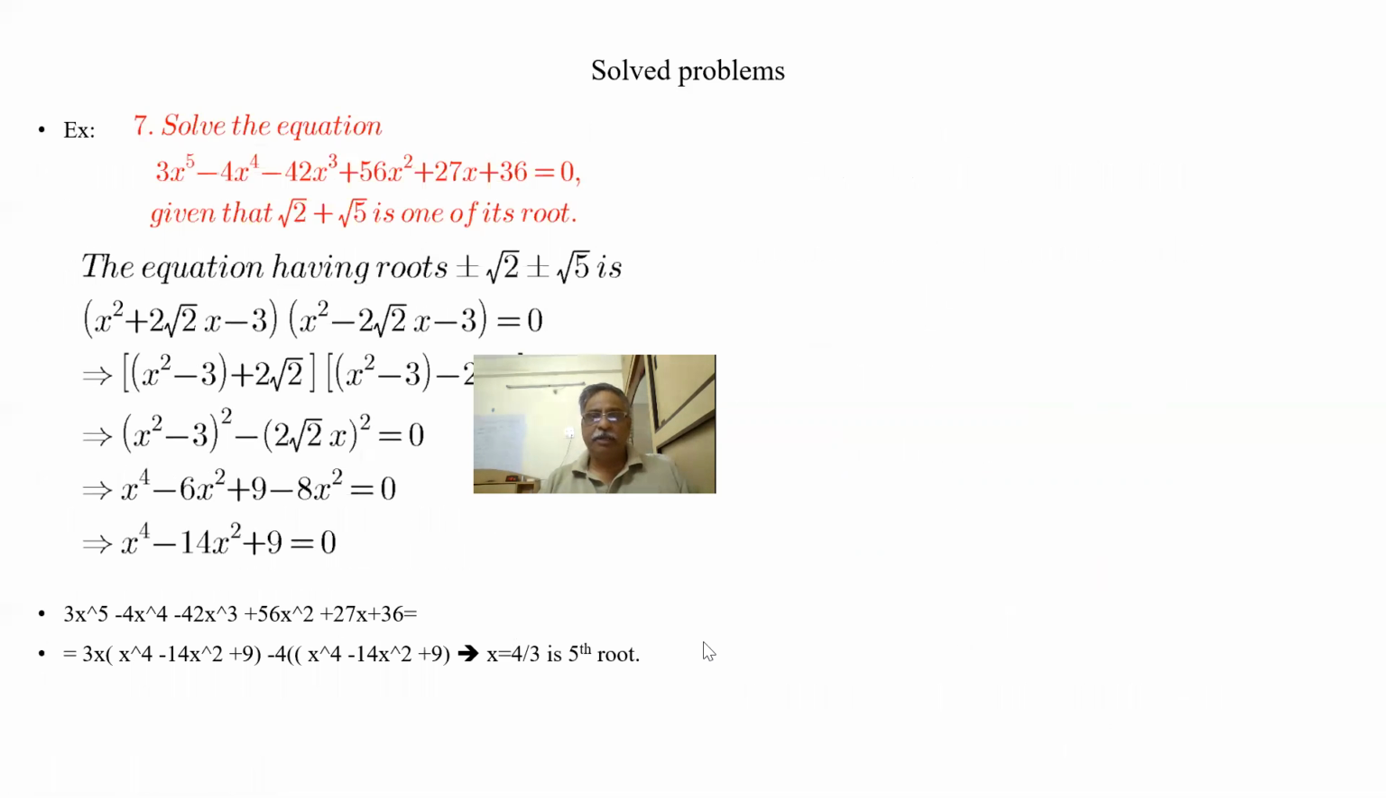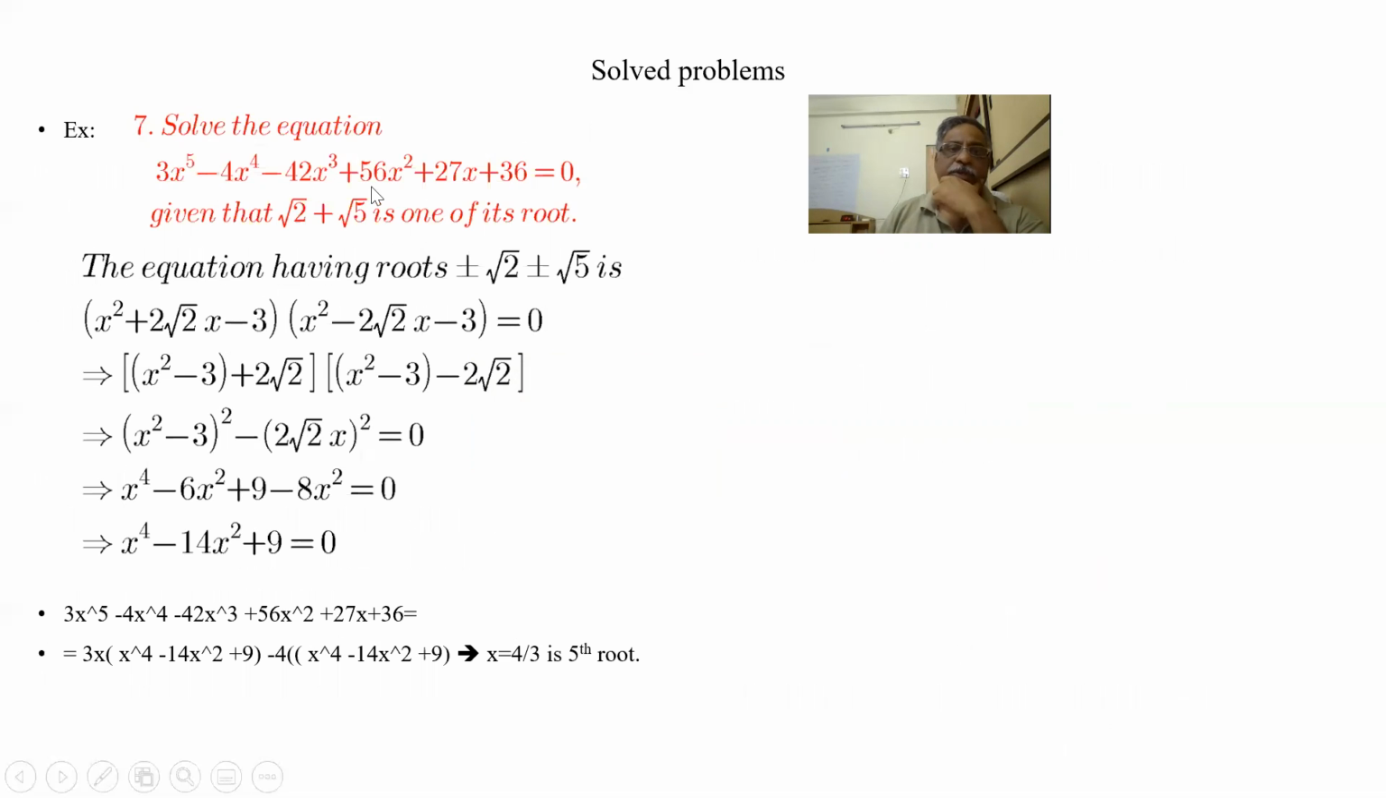Let us see another problem here. So let us solve this problem. One root is given. So root 2 plus 5 is a root, which means root 2 minus 5 is also a root.